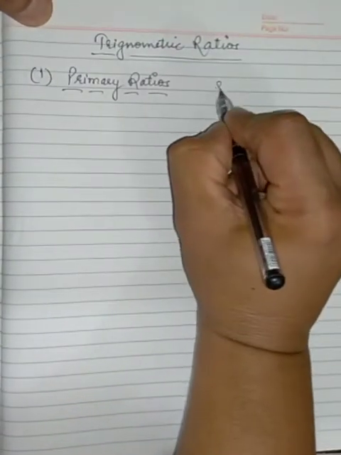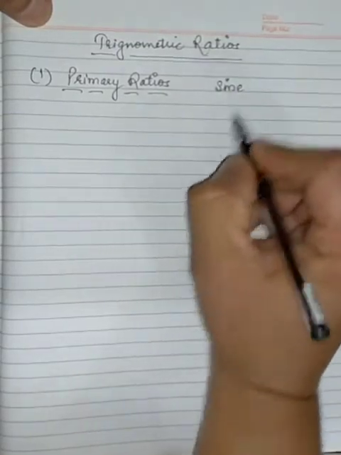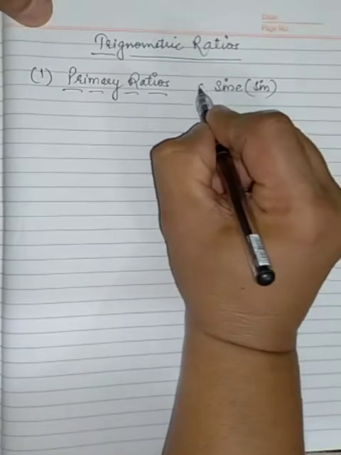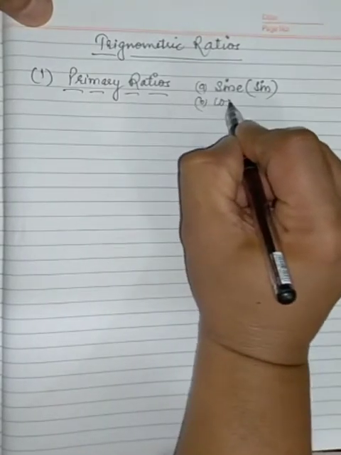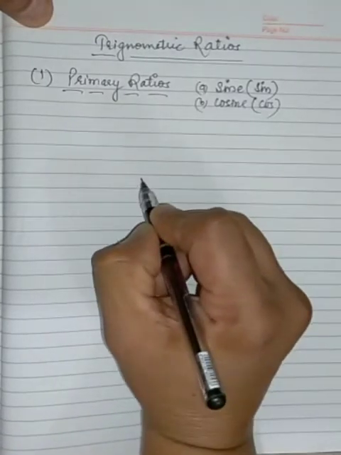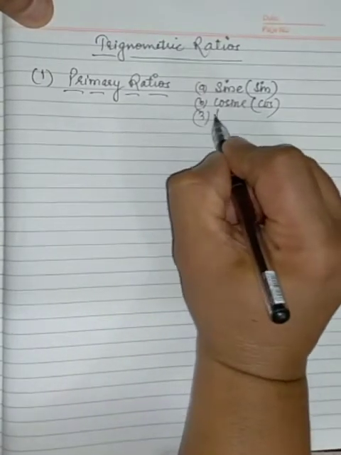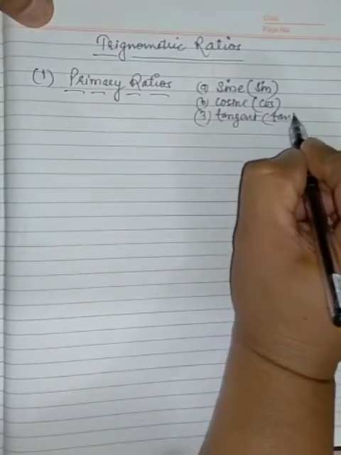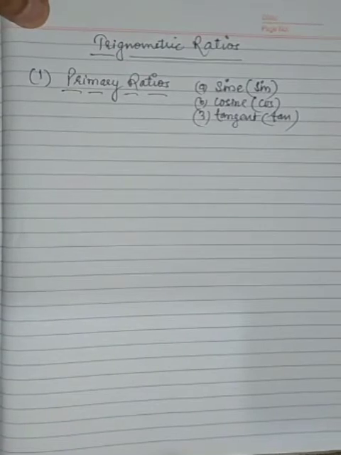Now there are three types of primary ratios. The first is sine, which in short is called sin, S-I-N. Second is cosine, in short we study it as cos. And third is tangent, and in short we study it as tan. So the three primary ratios are sine, cos and tan. Now let us see each of them one by one.